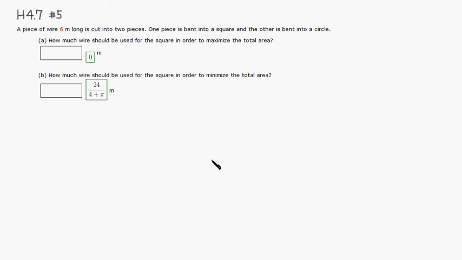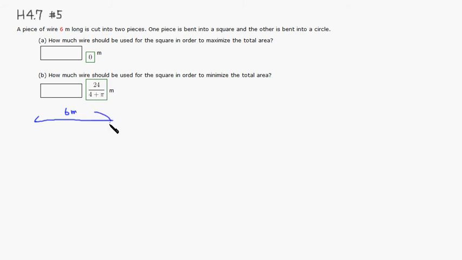Okay, let's look at homework 4.7, number 5. You have a wire that is 6 meters long. So the whole thing is 6 meters.